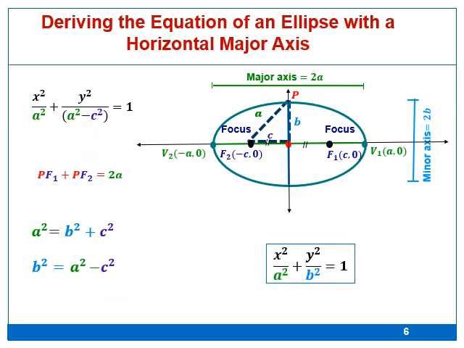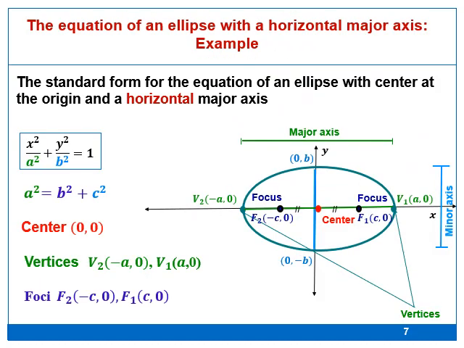Accordingly, the equation of the ellipse will be x squared over a squared plus y squared over b squared equal to 1, where a is greater than b. This is the equation of an ellipse with a horizontal major axis. To summarize, the equation of an ellipse with the horizontal major axis is given by x squared over a squared plus y squared over b squared is equal to 1, where a is greater than b. The major axis is horizontal. The center is the origin.